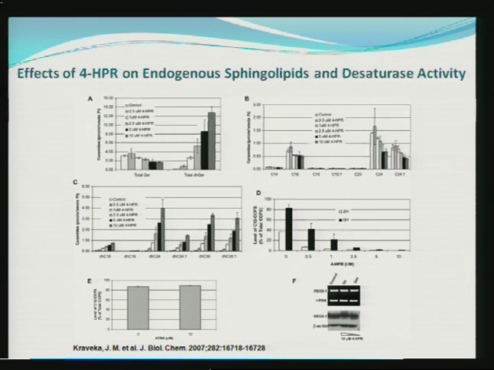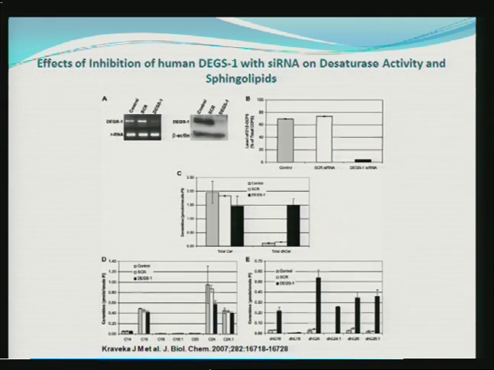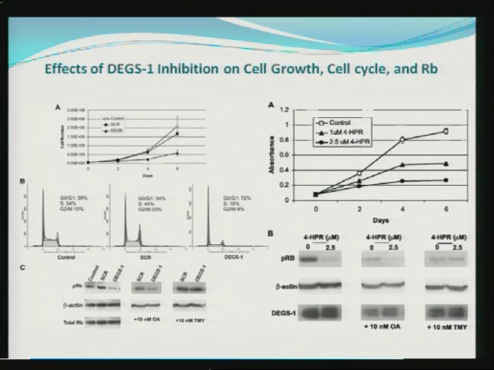We also looked at ATRA, and ATRA did not have any effect at all on desaturase activity. We inhibited the enzyme with siRNA and saw similar results to what we saw with fenretinide, an increase in dihydroceramides, just like we did with fenretinide. And when we looked at inhibition of desaturase, either through siRNA or through low-dose fenretinide, if you treat at high dose, you're going to get significant apoptosis and cell necrosis.